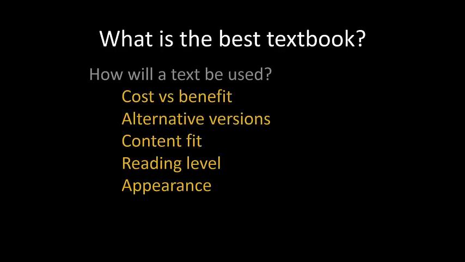My last question is, what is the best textbook? Well, that is the third element you need to think about when you're designing your syllabus. How will the text be used? What is the cost versus benefit value? If you're only going to have students read 2 or 3 chapters out of a textbook, and the rest of it is basically not going to be used by students at all, then that's something you need to take a very serious look at. You also want to look at alternative versions.